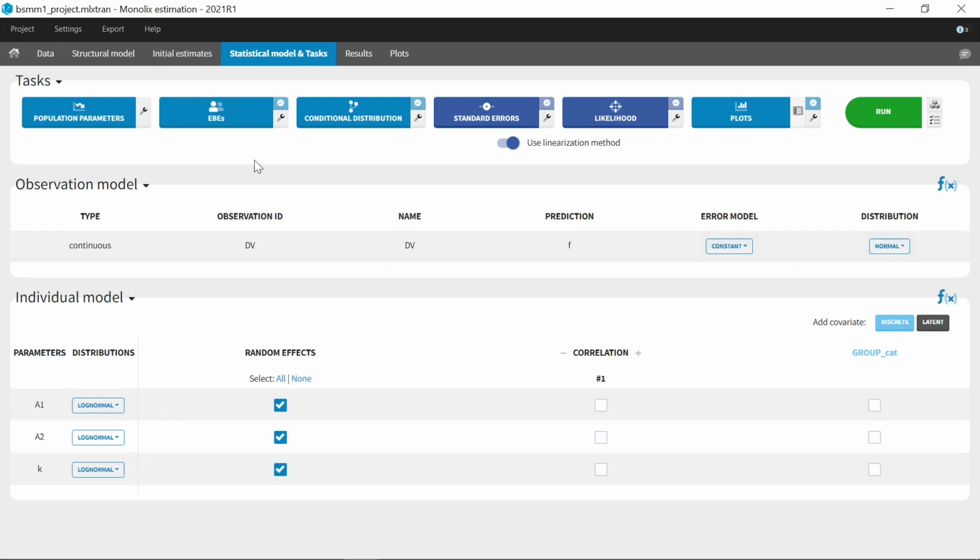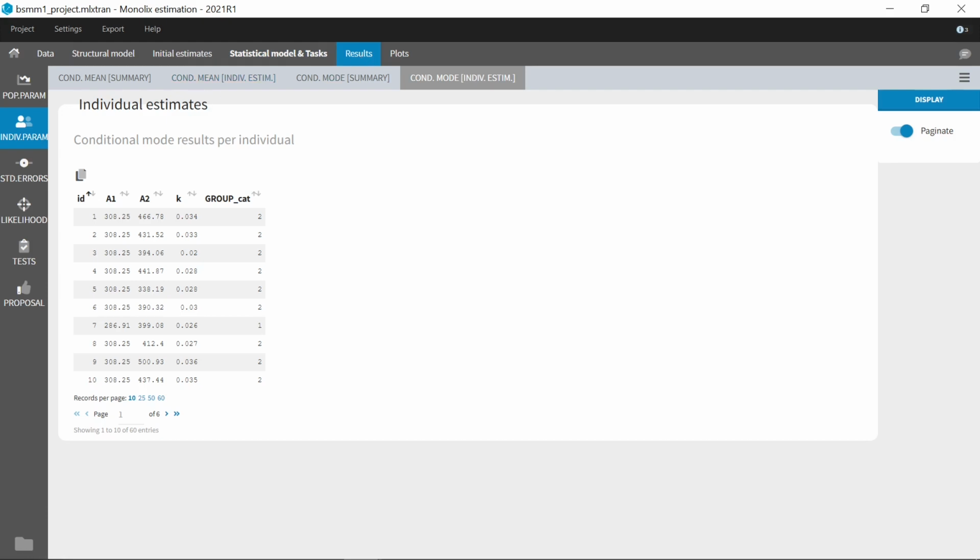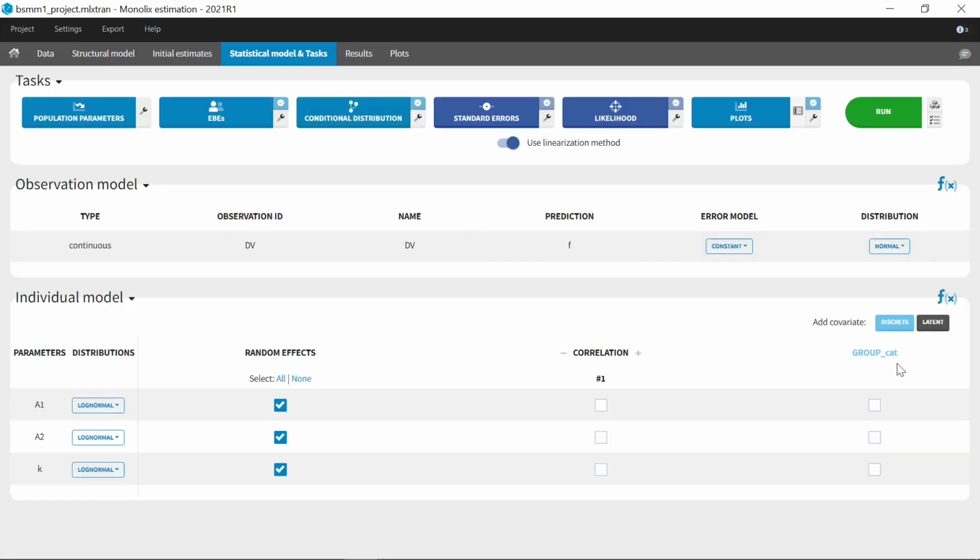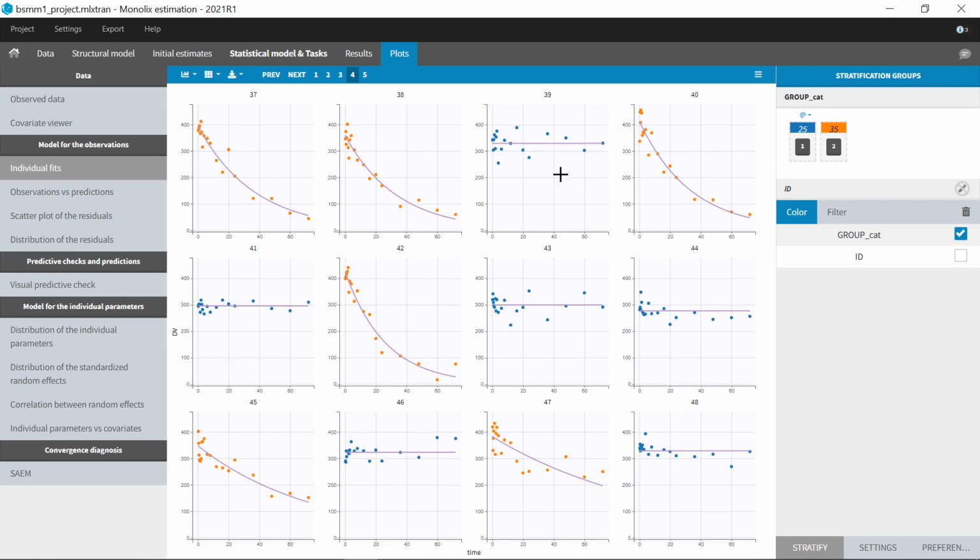Even though individual estimates of these three parameters are given for each individual in the results, the values of A1 can be ignored for responders as they have no impact on the predictions for these individuals, and similarly, the values of A2 and K can be ignored for non-responders. The covariate is not used in the statistical model, but can be used to stratify the diagnostic plots, for example here to color the two groups in the individual fits. We see that non-responders now have constant predictions.